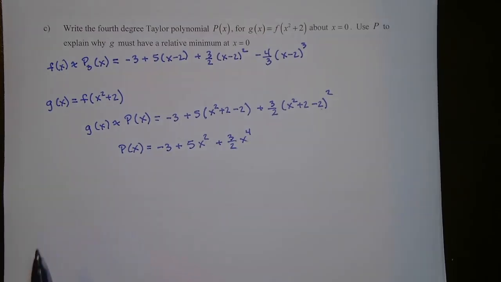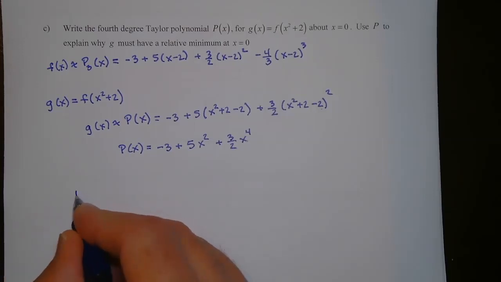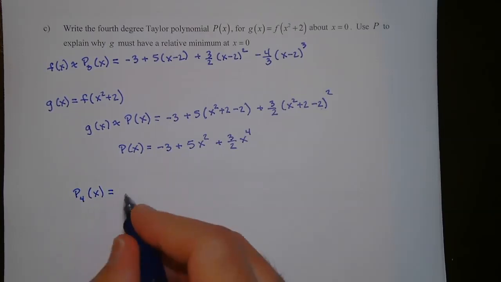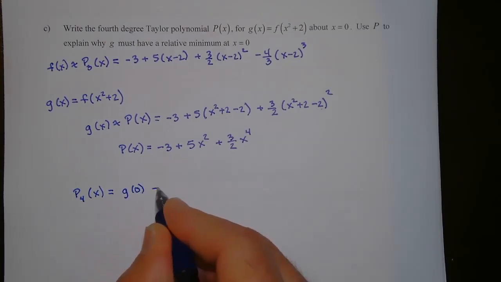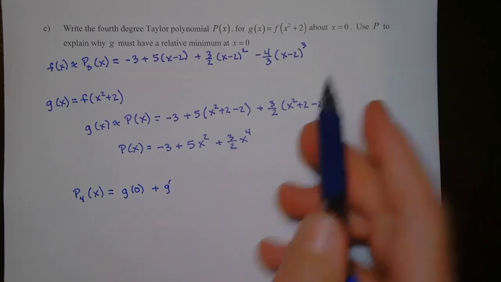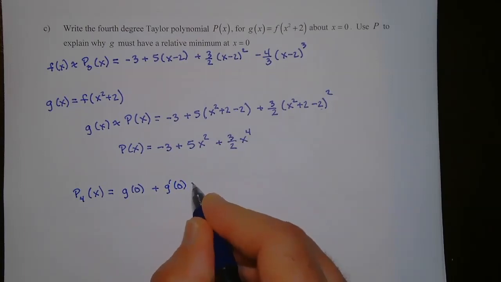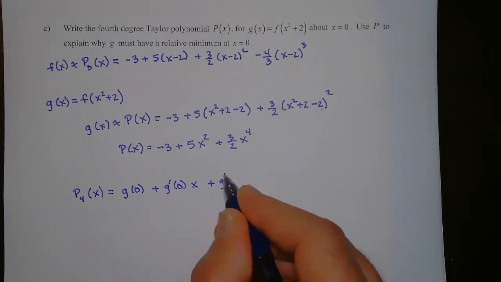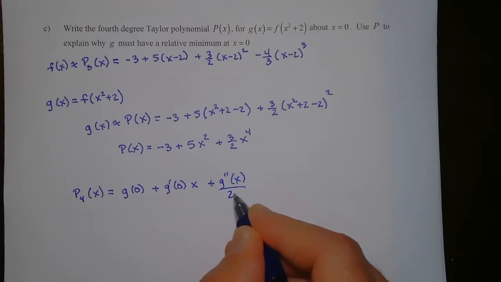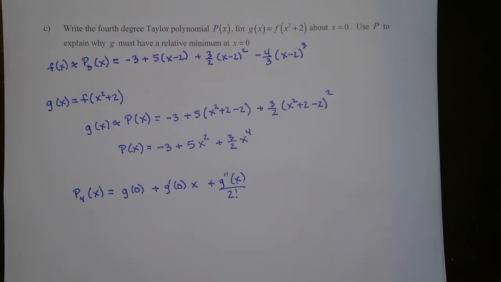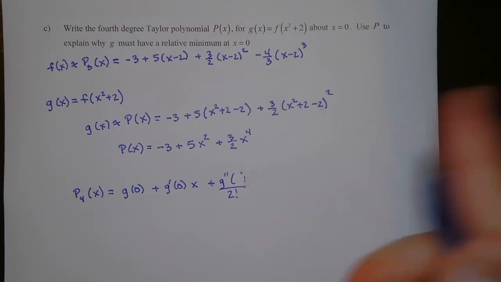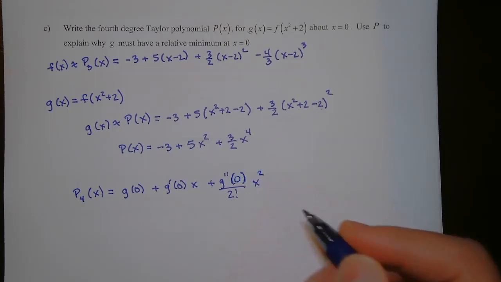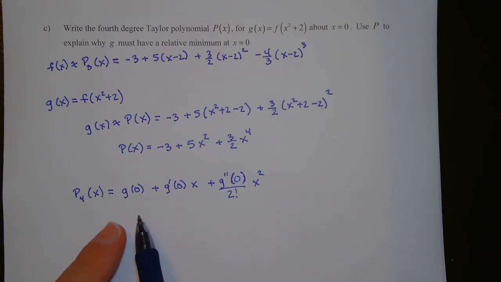Now what we want to take a look at is the fourth degree Taylor polynomial for g of x. So this would be g of 0 plus g prime of 0 times x to the first over 1 factorial, which we wouldn't need to write. And then plus g double prime of 0 over 2 factorial, times x squared. I said g prime of x, it's g prime of 0, let me fix that.